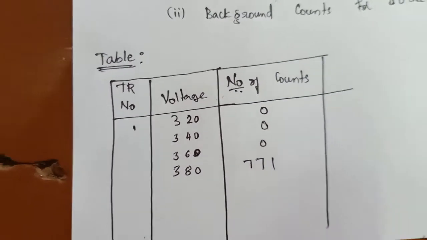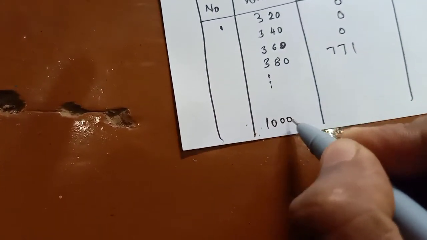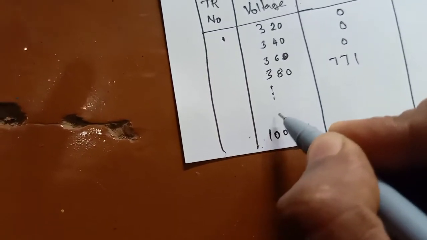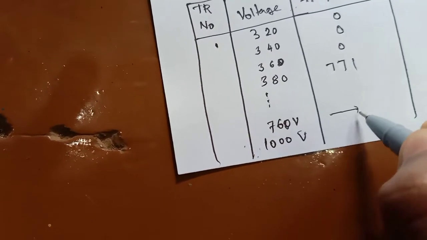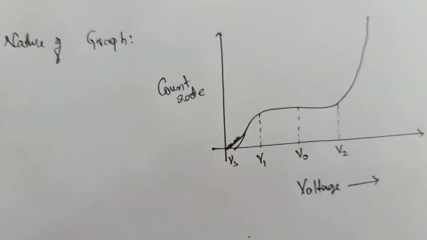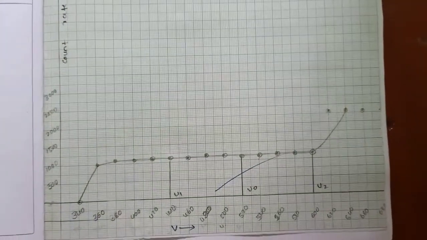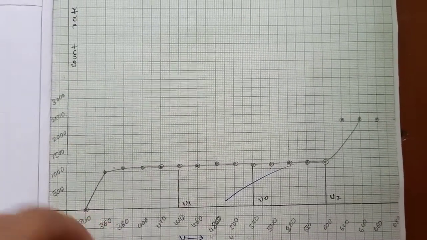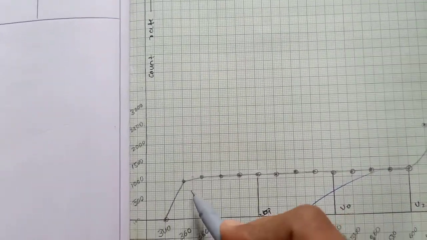Take these readings up to a certain voltage. You can take the maximum as 1000 volts or less, up to 760 volts, note down the count rates and plot the graph. By plotting the graph, it almost looks like this, with the plateau region.